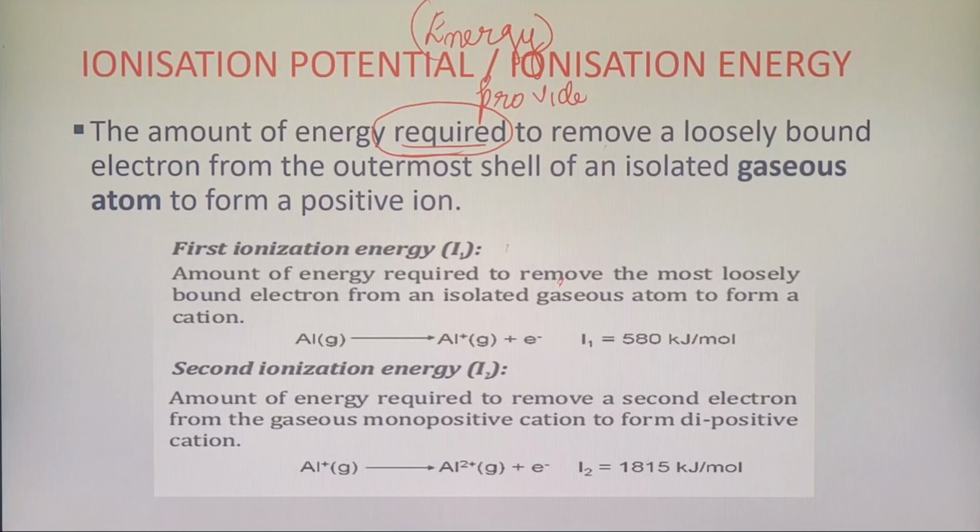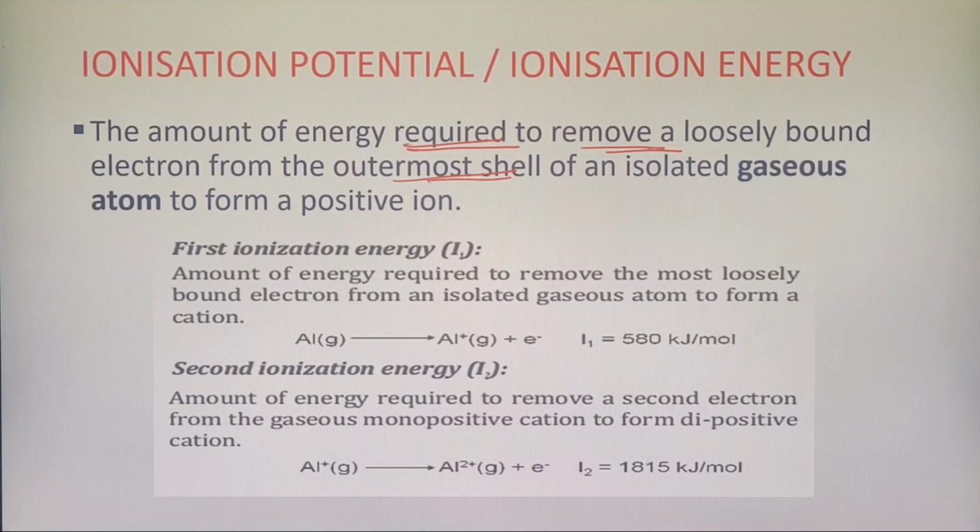Now, why do you have to give that energy? To remove an electron from its outermost shell. Whenever I want to remove an electron, what should I put in, children? Whenever I need to remove an electron, I need to provide energy there. So for ionization potential or ionization energy, one of the keywords is the amount of energy that you have to provide. Now, why is the energy given? To remove an electron from its outermost shell.